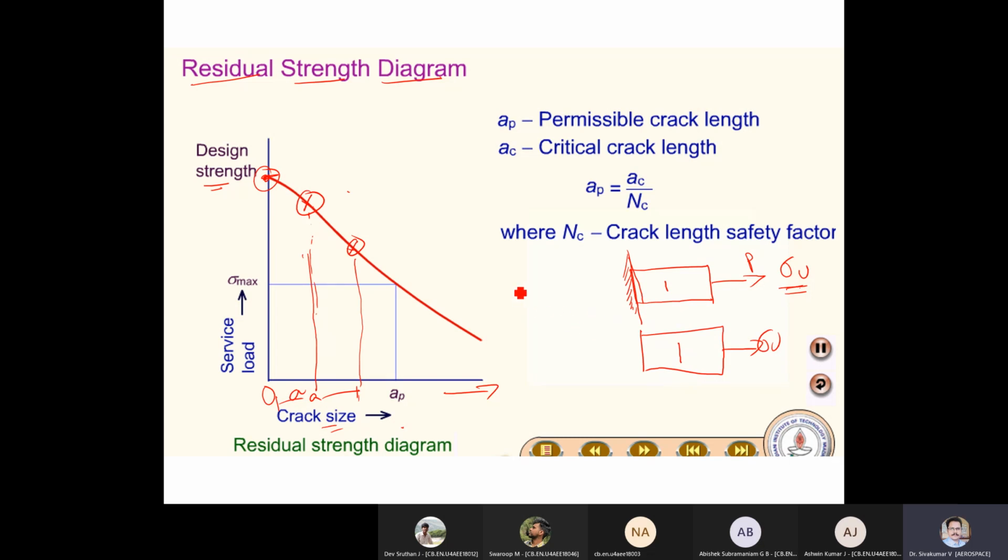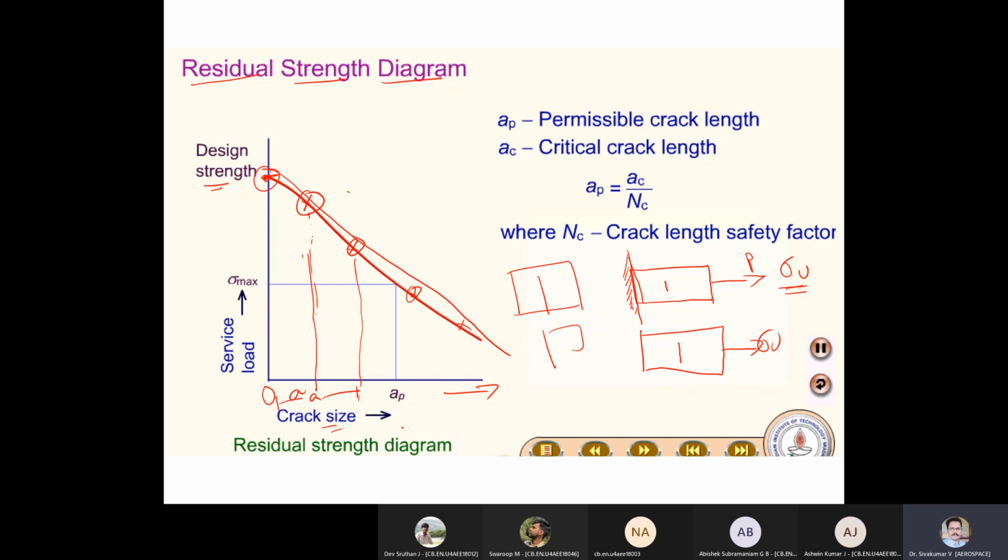Then I will take another specimen, same specimen, still more crack I will make. It will fail here. Next specimen, it will fail here. So that I can have the graph. Same specimen, same load, but ten specimens with different crack lengths: A plus delta, A plus 2 delta, A plus 3 delta, A plus 4 delta.